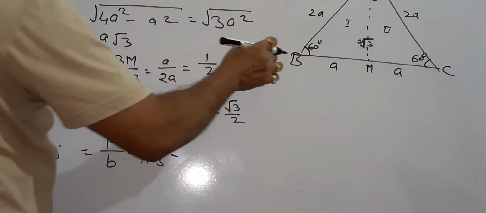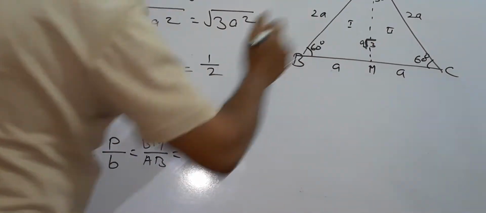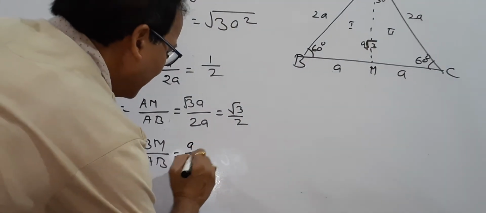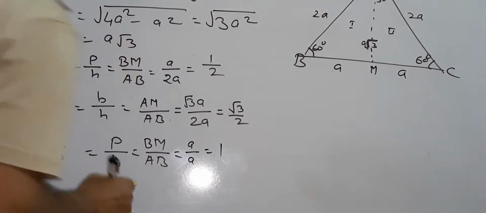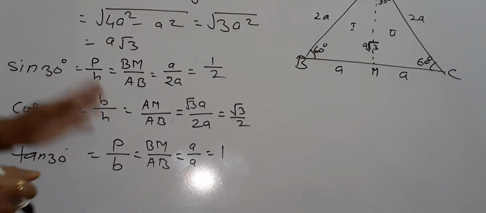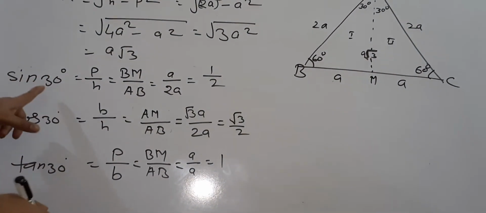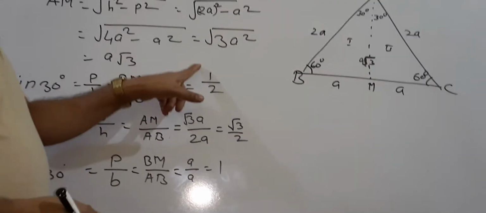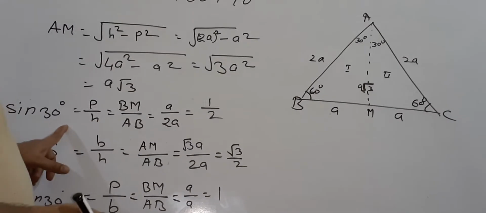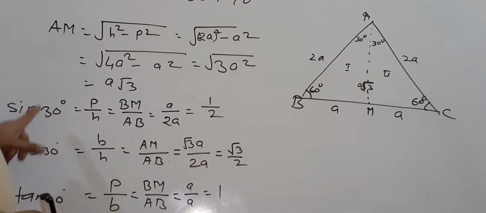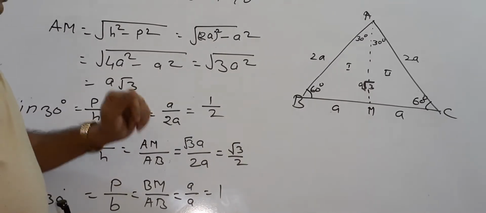BM divided by AB. So BM is A divided by A, which is equal to 1. So sine, cos, tan you know, the rest three are just reciprocals, and you can reverse them. Like sine 30 degree is equal to 1 by 2. Sine and cosec are reciprocal to each other. So cosec 30 degree is equal to 2 by 1.